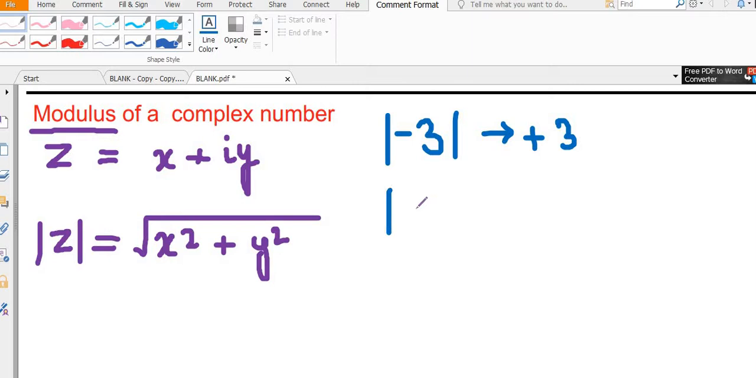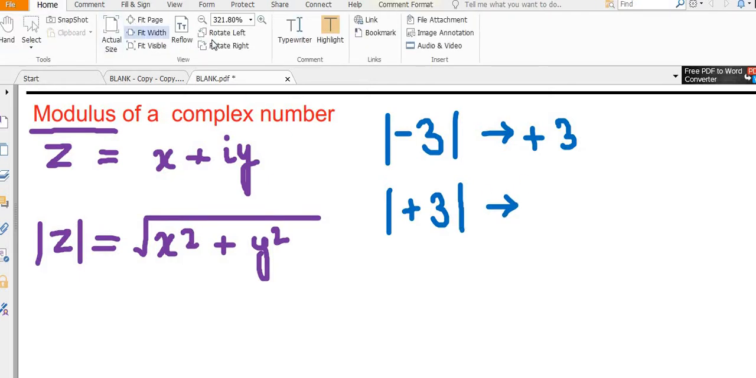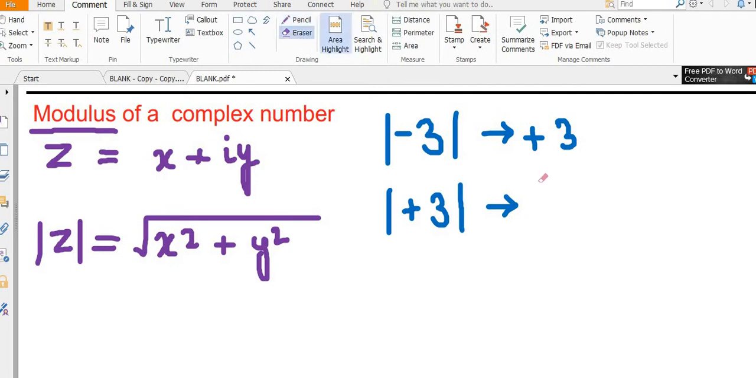And what is the modulus of plus 3? What is the modulus of positive 3? The modulus of positive 3 is also, and if I want to be very specific about it, I'd rather put an equal to sign because they are equal, so let me just do that over here. The modulus of minus 3 is plus 3 or positive 3. The modulus of positive 3 is also positive 3, or I can simply say that the modulus of plus minus 3 is 3.